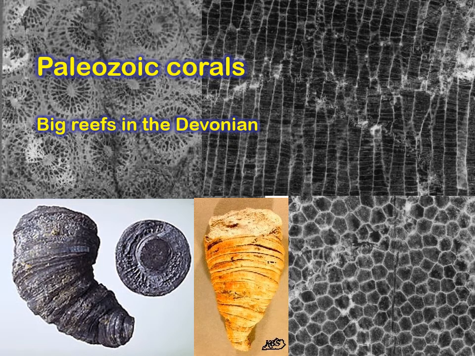Our Paleozoic corals are, again, quite different than our modern-day ones. And most of our huge Paleozoic reefs were actually in the Devonian. That's when we had the most diversity of reef-building organisms, especially corals, where we had the tabulates, the rugosans, and then we also had quite a lot of stromatoporoids as well.